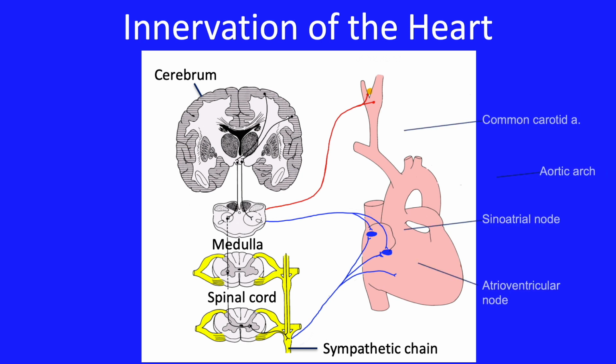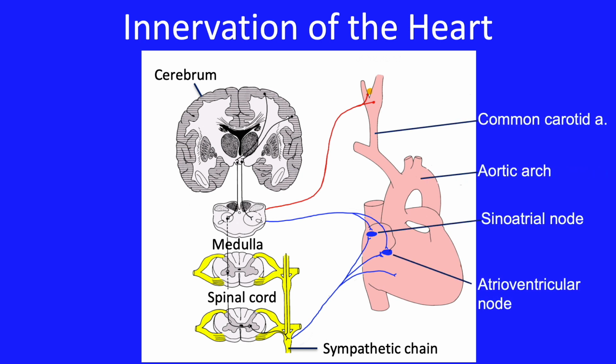Also, let's label the sinoatrial node, the atrioventricular node, the aortic arch, and the common carotid arteries with which we are familiar. Efferent fibers from the autonomic system carry impulses to the heart that can either slow down or speed up the heart. Parasympathetic innervation, which slows down the heart, is delivered to the heart by the vagus nerve, cranial nerve 10. This is the stimulus the heart receives when you relax.